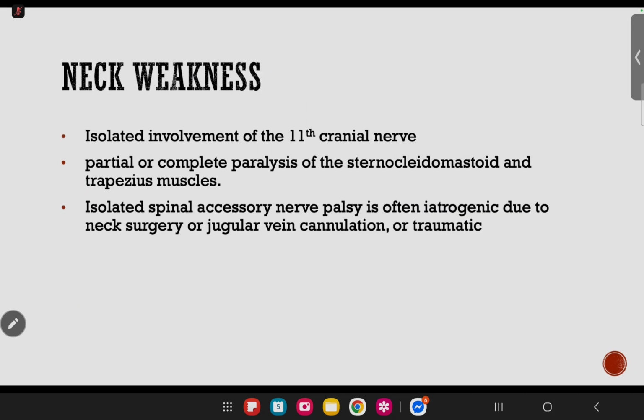The 11th cranial nerve, or spinal accessory nerve, is a pure motor nerve arising from the nucleus ambiguus and the ventral horn of the spinal cord from C1 to C6. So it innervates the ipsilateral sternocleidomastoid and trapezius muscles. The isolated involvement of the accessory nerve can occur anywhere along its route, resulting in partial or complete paralysis of the sternocleidomastoid and trapezius muscles.